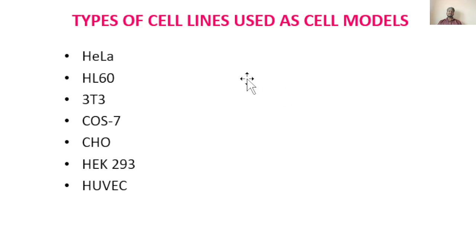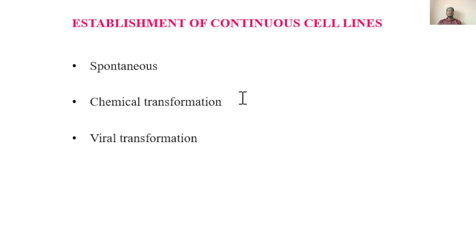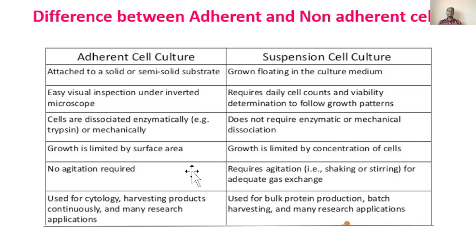Types of cell lines being used as cell models are HeLa, HL60, 3T3, COS7, CHO, HEK293, and the endothelial cell line HUVEC. How are continuous cell lines produced? By the spontaneous mutation method, the chemical transformation method, and the viral transformation method.